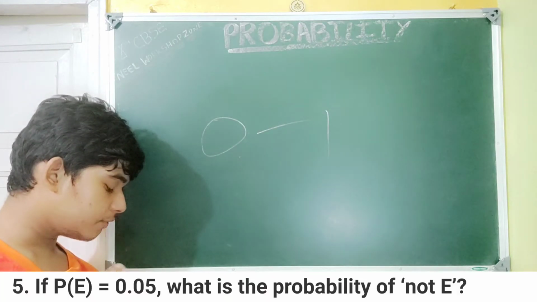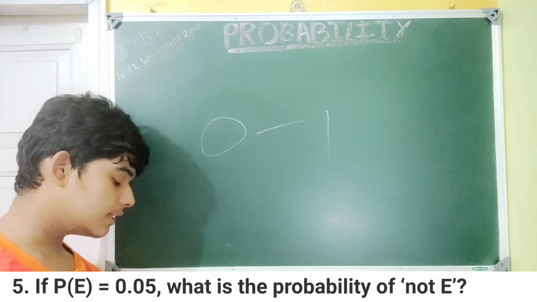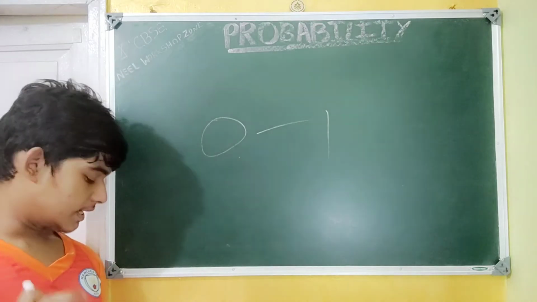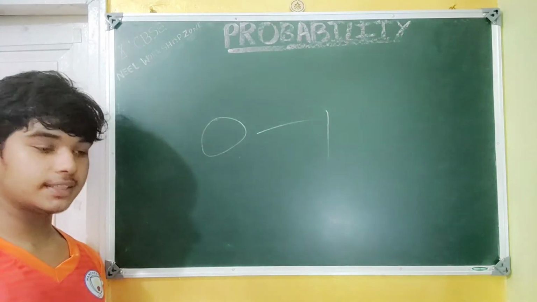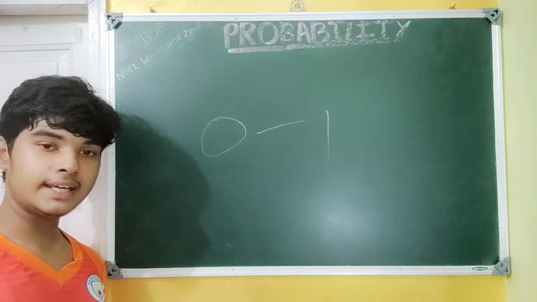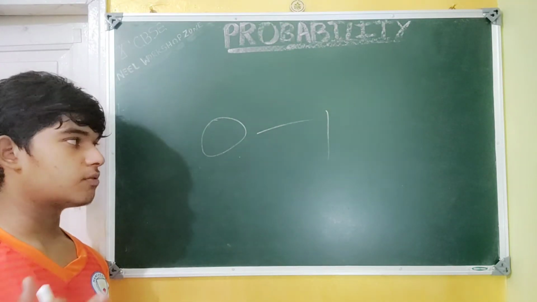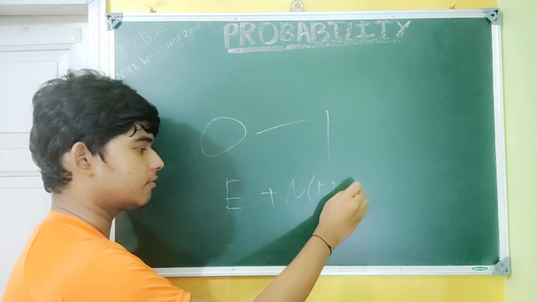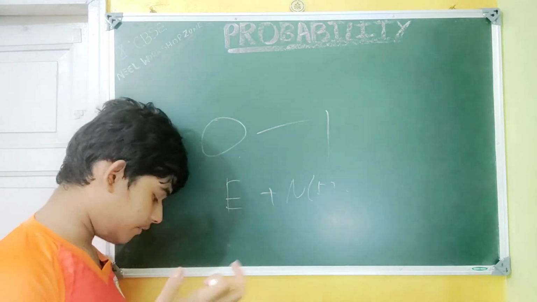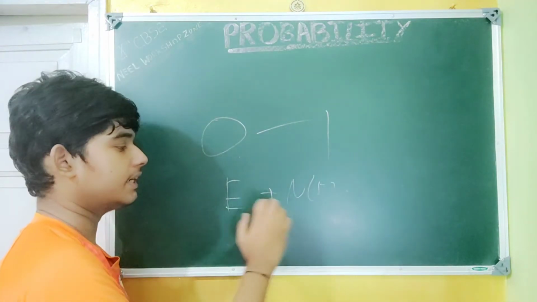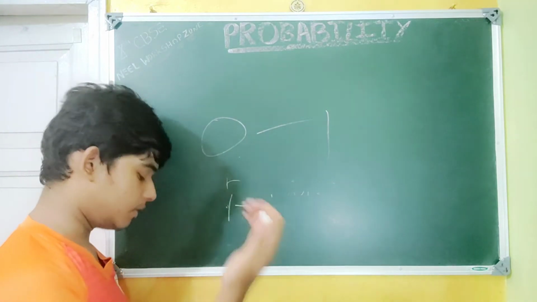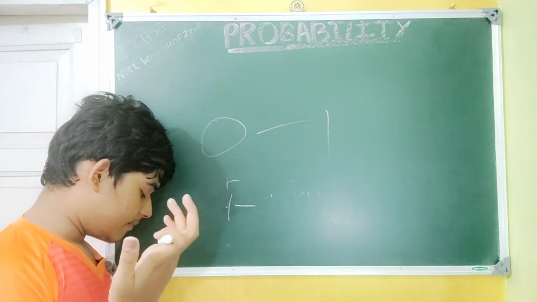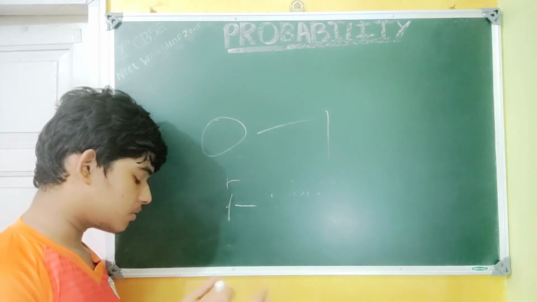Next, if P of an event E is equal to 0.05, then what is the probability of not E? Now, like I've said in the previous episodes, to find this out, the probability of an event E plus the probability of not E is equal to 1. So this is just an example: P(E) plus P(not E) is equal to 1. So when you want to find the probability of not E, it becomes 1 minus the probability of E.